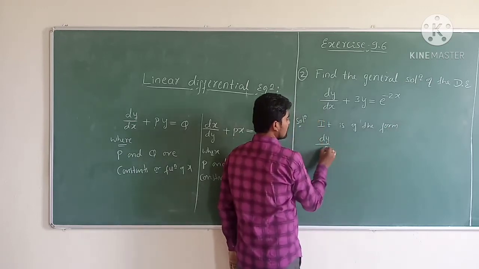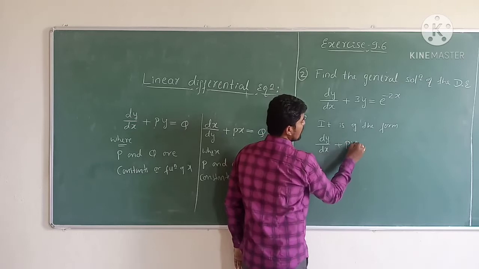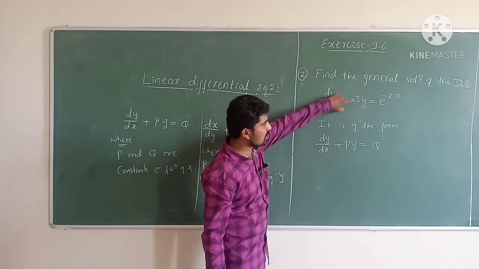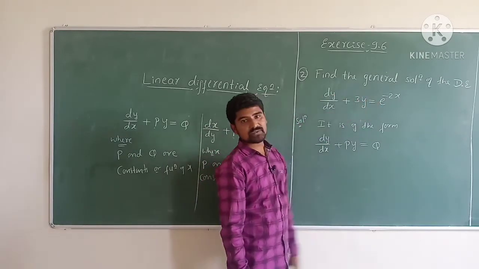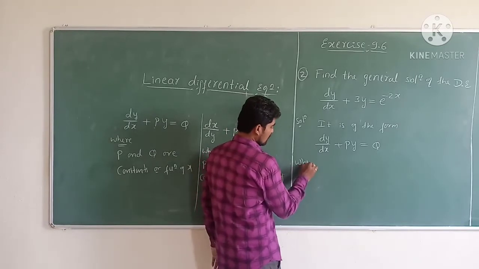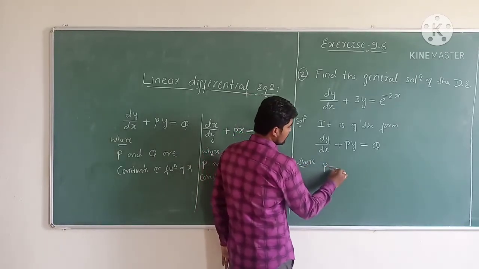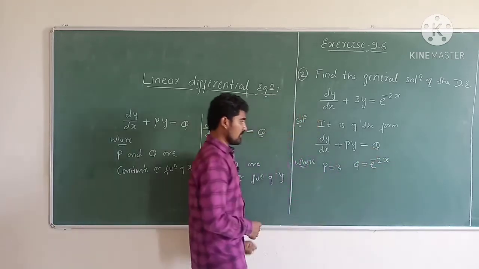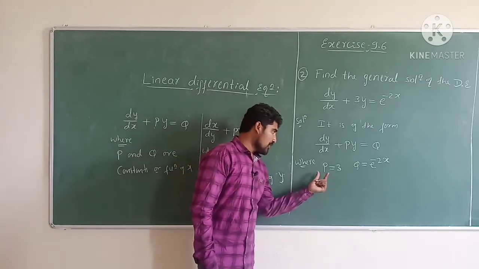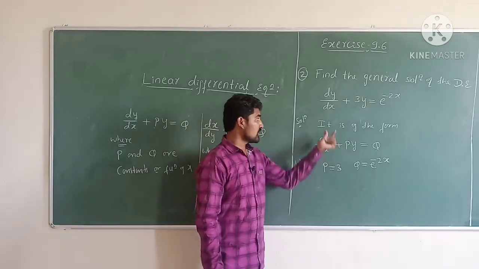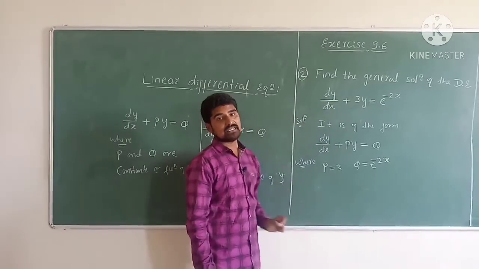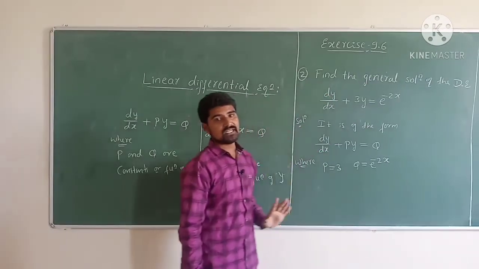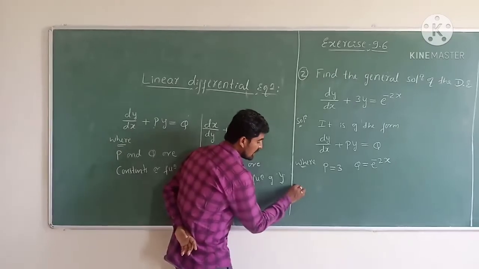You just observe here, this differential equation is of the form dy by dx plus py is equal to q, where the value of p is 3 and the value of q is e power minus 2x. After writing p and q from the given differential equation, we need to find the integrating factor of the given differential equation. The next thing is the integrating factor.